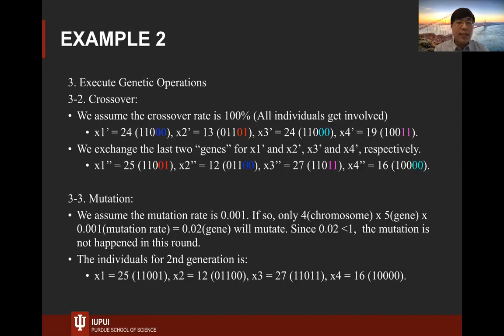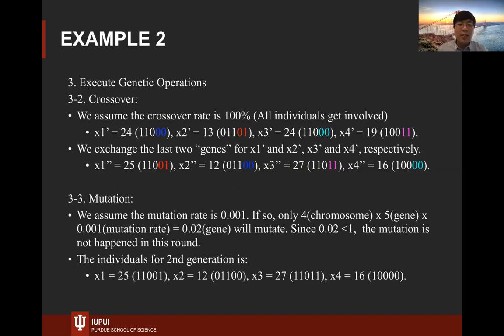So the next operation is the crossover. We assume the crossover rate is 100%, which means all individuals get involved in this crossover. We assign X1 and X2 for the first pair and X3 and X4 for the second pair. We exchange the last 2 genes for each pair, so we highlight the last 2 genes for each individual.